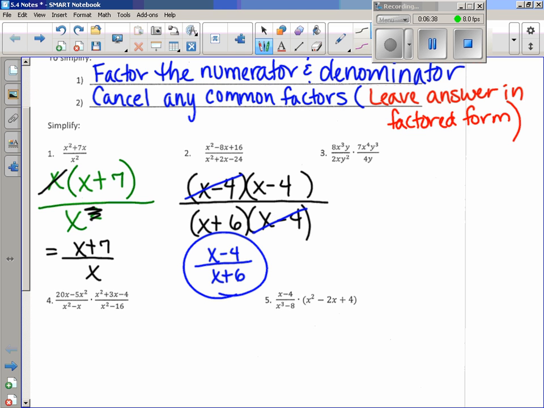Does the chapter get harder? Probably. Does this lesson get harder? Not much. The problems will get a little bit more complex, but it's the same process. Okay? All right, so look at the next one.